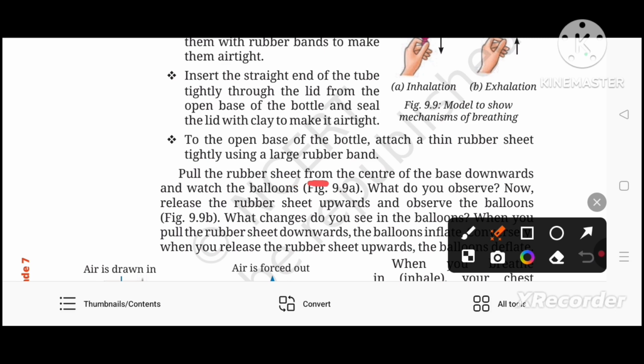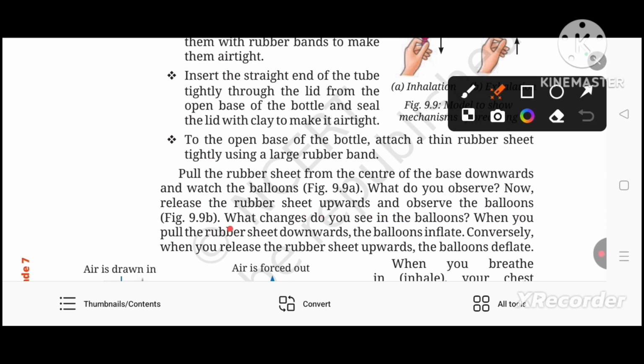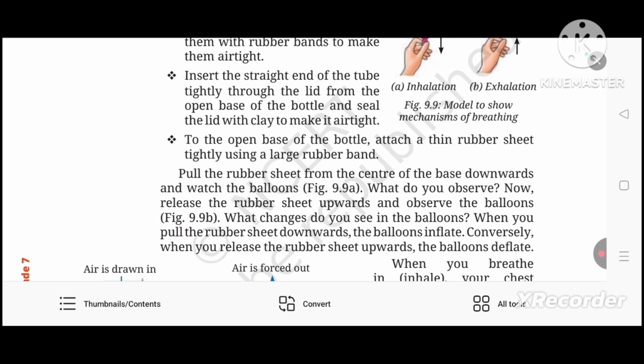Pull the rubber sheet from the center of the base downwards and watch the balloon. What do we observe now? Release the rubber sheet upward and observe the balloon. What change do you see in the balloon? When you pull the rubber sheet downwards, the balloon inflates. Conversely, when you release the rubber sheet upward, the balloon deflates.